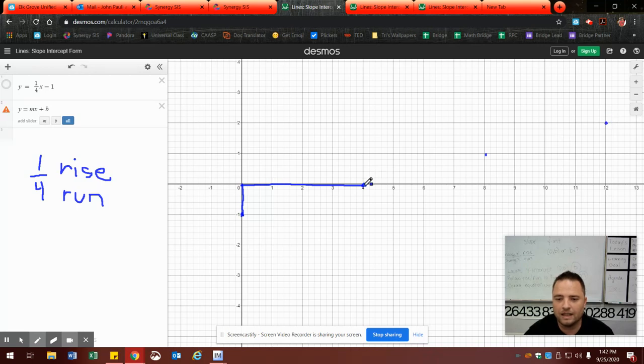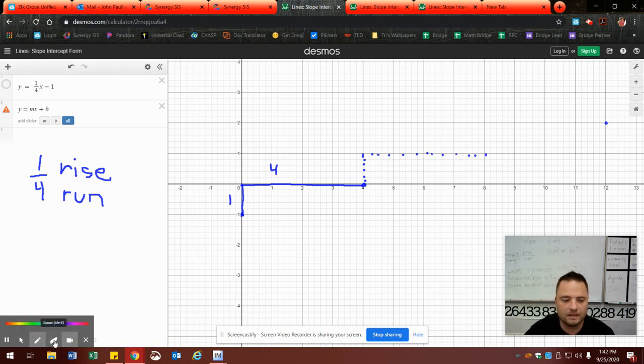Each time we're rising by 1 and then running by 4. Now these lines and boxes, these dots, are not part of our graph, but they help illustrate this relationship of a rise of 1 and a run of 4 between one point and the next.